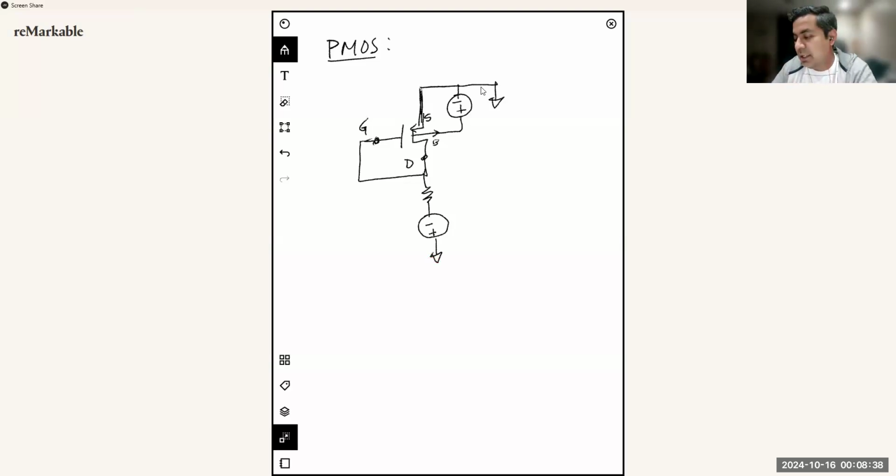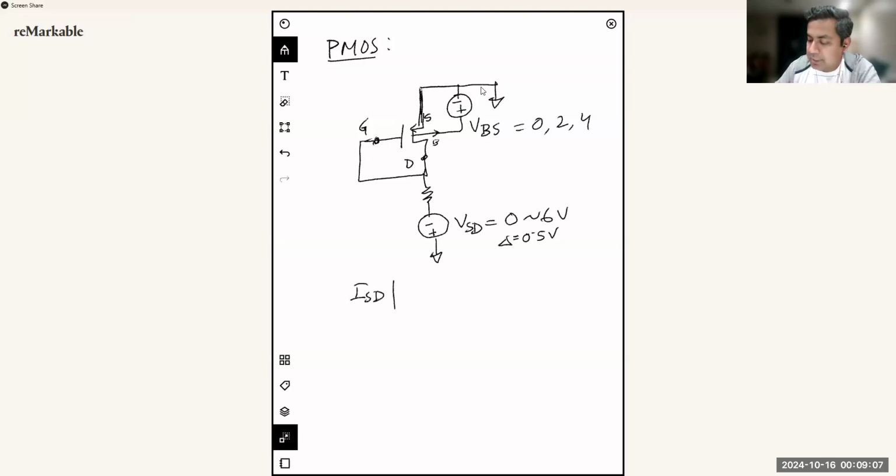So in that case, again, just following the NMOS example, you have a VBS or VSB value that is varying from 0 volt, 2 volts, and 4 volts. And then your VSD is going to vary from 0 to 6 volts with a delta of 0.5 volts. And the plot is also given in the handout, the kind of plot you're supposed to see. So you are plotting ISD versus VSG. And you will see something like this, similar to the NMOS IDS versus VGS plot.